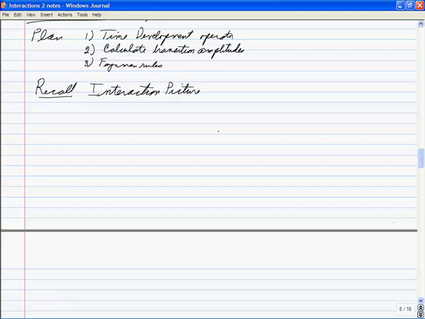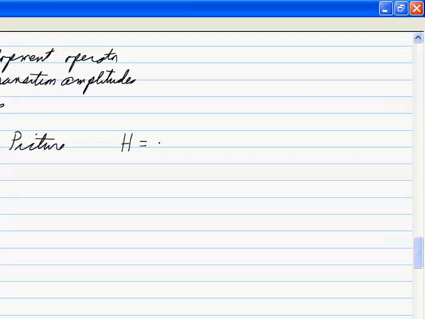Okay. So here in the interaction picture, we divide the Hamiltonian into some simple Hamiltonian and the interaction piece. So the first piece is, in quantum mechanics, just p squared over 2m, maybe with some potential, but something you could solve. And the interaction piece is the interaction, the new stuff. Okay?